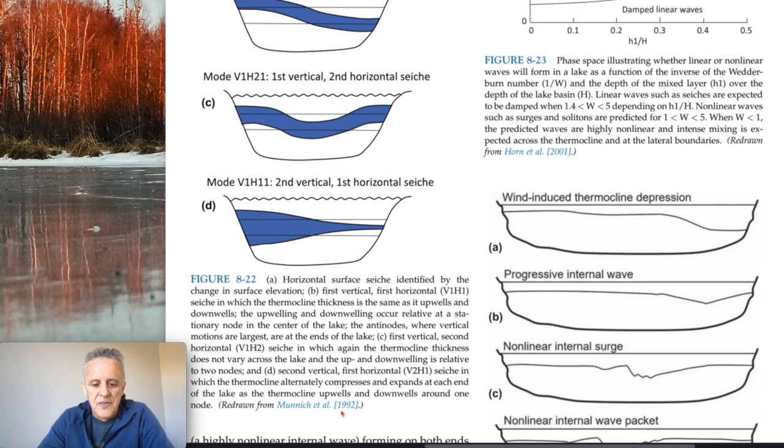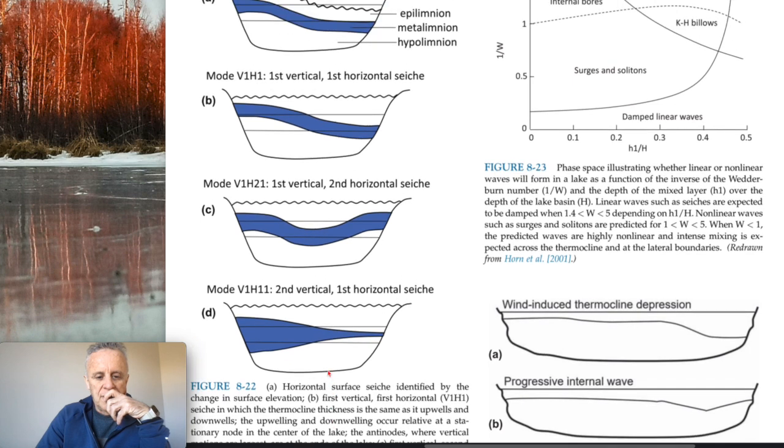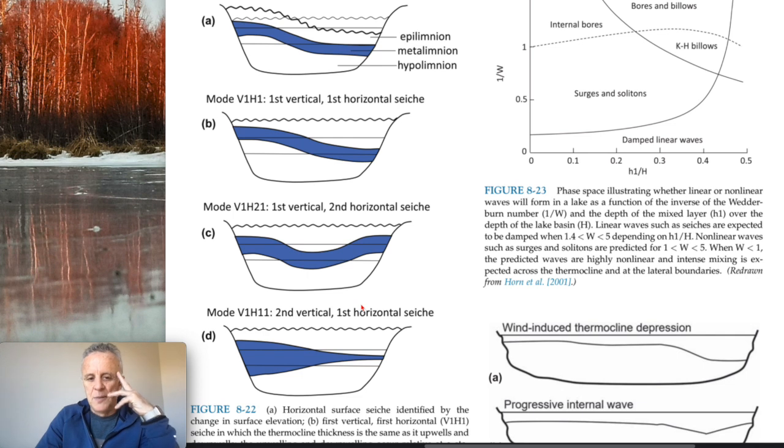And then D, second vertical, first horizontal seiche in which the thermocline alternately compresses and expands at each end of the lake as the thermocline upwells and downwells around one node. So here we have the thermocline thickening and then the thermocline thinning. And it's the first time where we have a change in the thermocline relative to its magnitude across the lake. Usually they're pretty even across the lake.